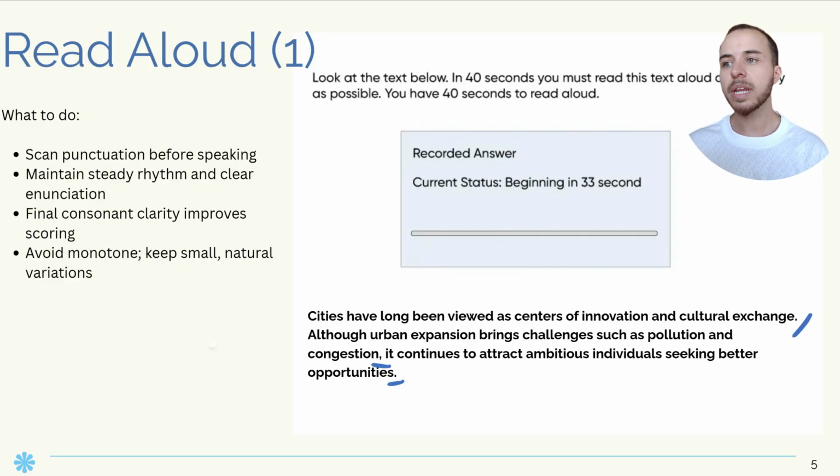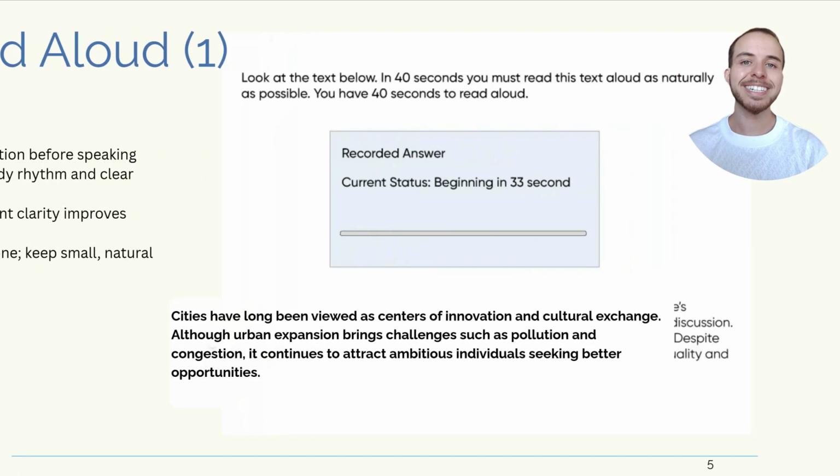Pretty normal, pretty natural. So don't overthink it, but try to avoid being very monotoned. We want to have variety in your sentences.